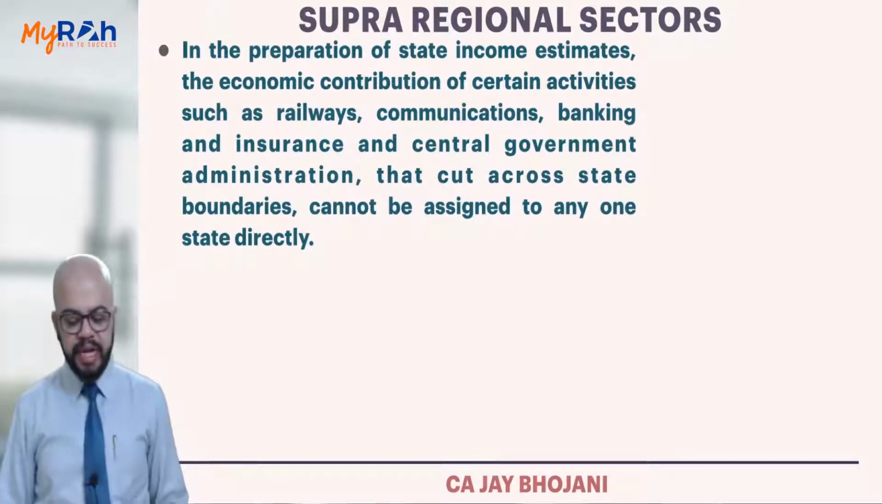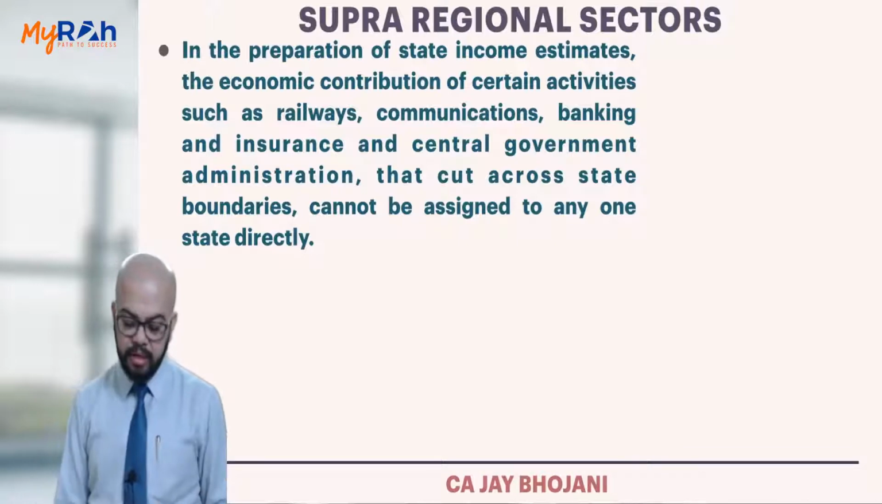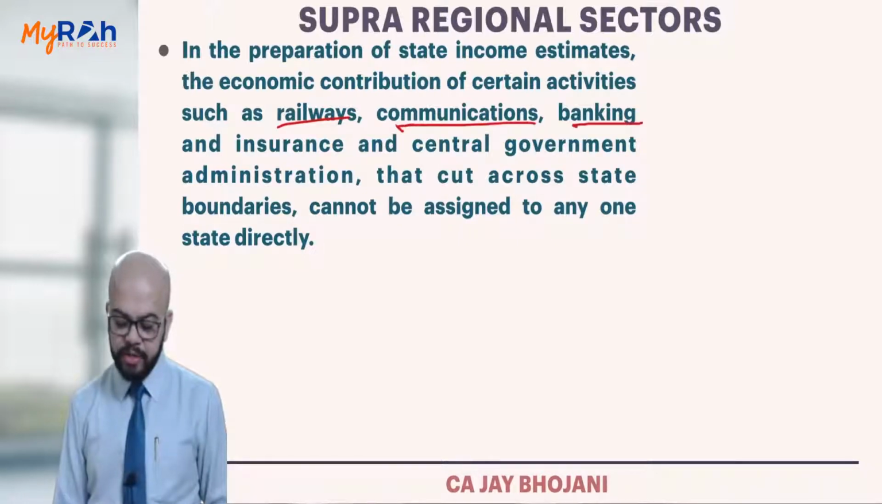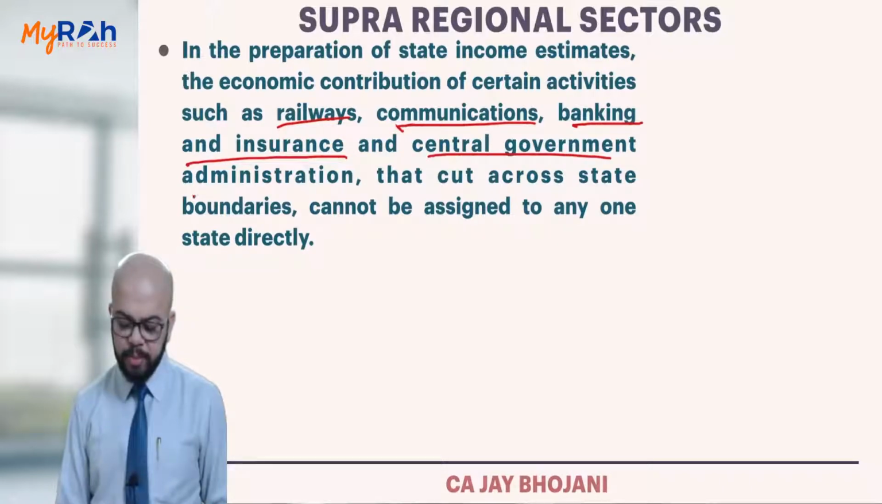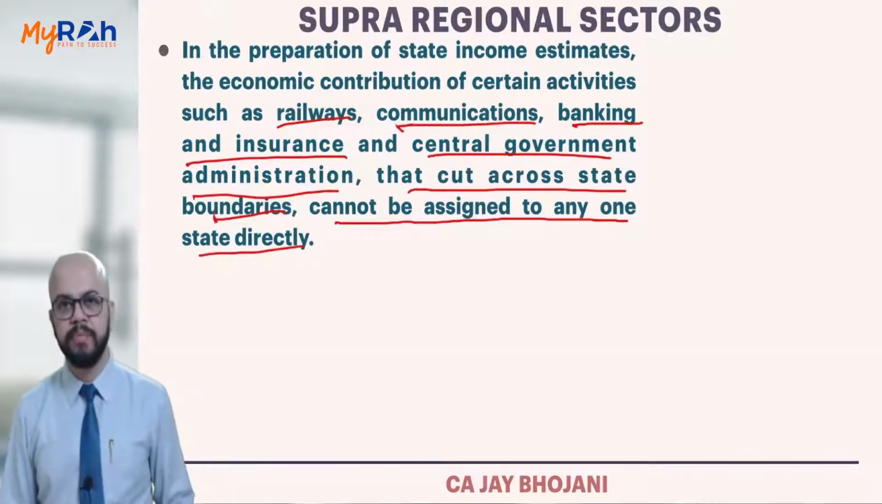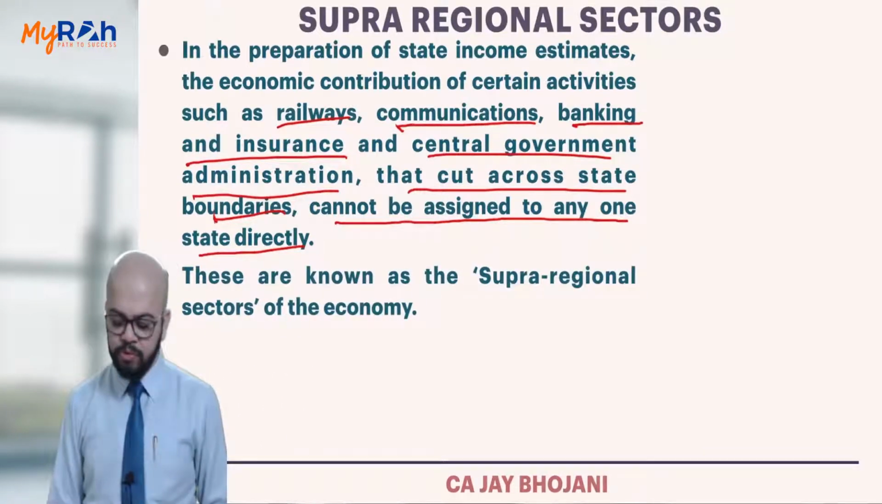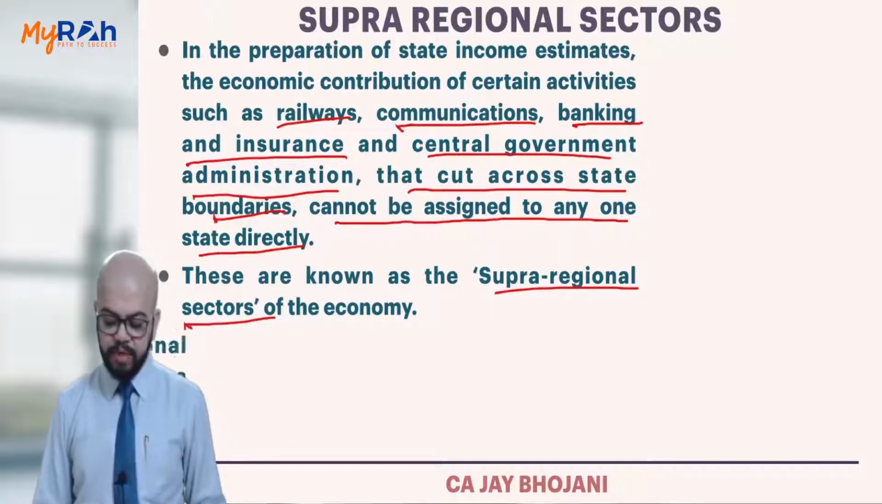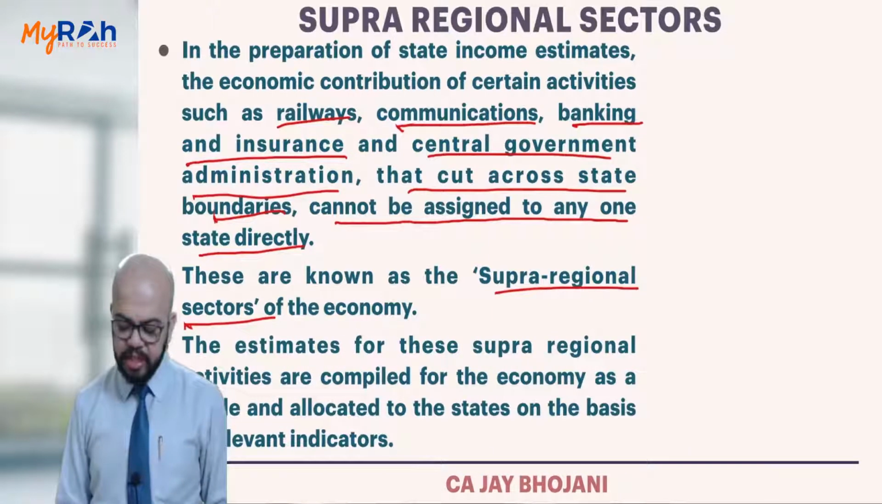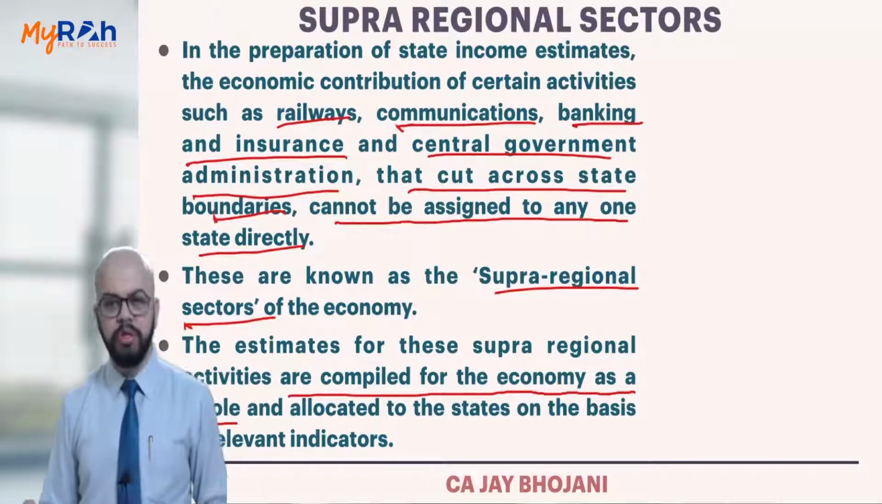In the preparation of state income estimates, the income contribution of certain activities such as railways, communications, banking and insurance, central government administration that cut across state boundaries cannot be assigned to any one state directly. These cannot be assigned to a particular state. These are known as supra-regional sectors of the economy. The estimates for these supra-regional activities are compiled for the economy as a whole.